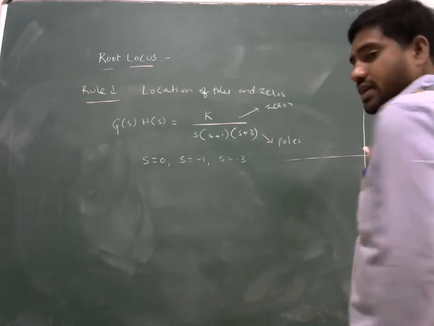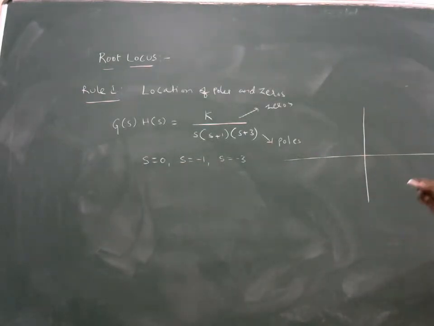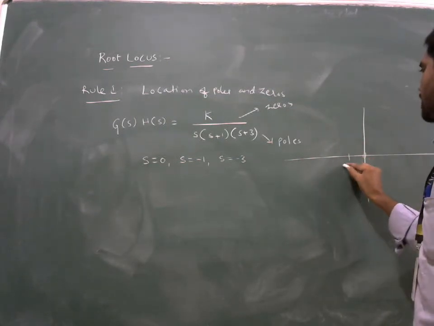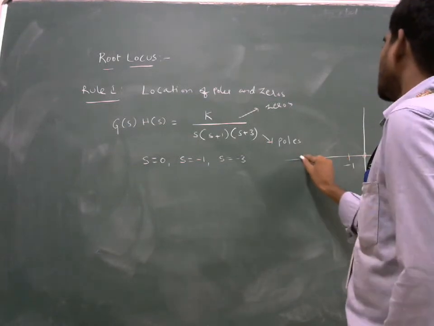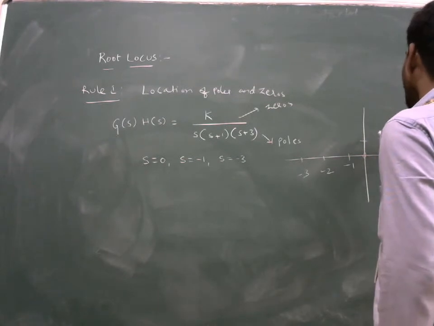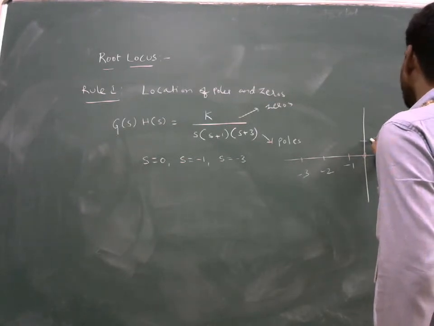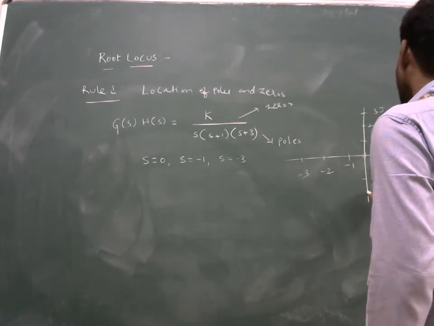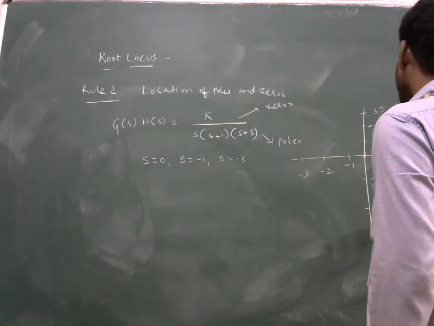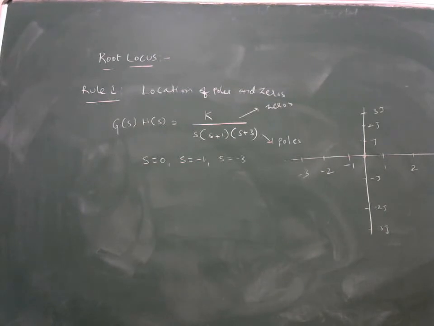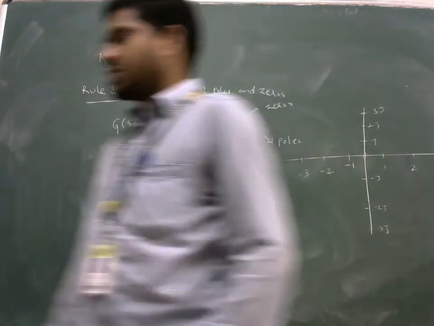What does this diagram show? This is the origin, 0. After this we have minus 1, minus 2, minus 3, and on the other side 1, 2, 3. On the vertical axis we have j, 2j, 3j, minus j, minus 2j, and minus 3j. Like this we are having the S-plane.